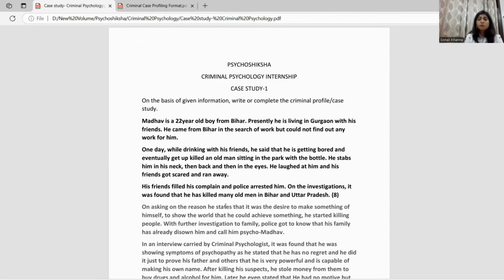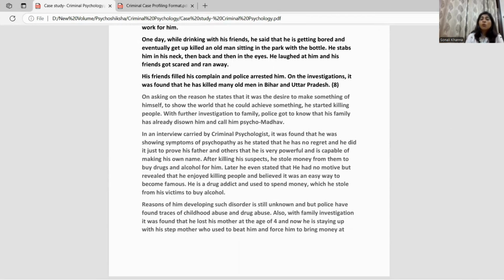On investigation, it was found that he has killed many old men in Bihar and Uttar Pradesh. On asking questions, one of the reasons he states was the desire to make something of himself, to show the world that he could achieve something. He started killing people. With further investigation, the family and police got to know that his family had already disowned him and call him Psycho Madhav.